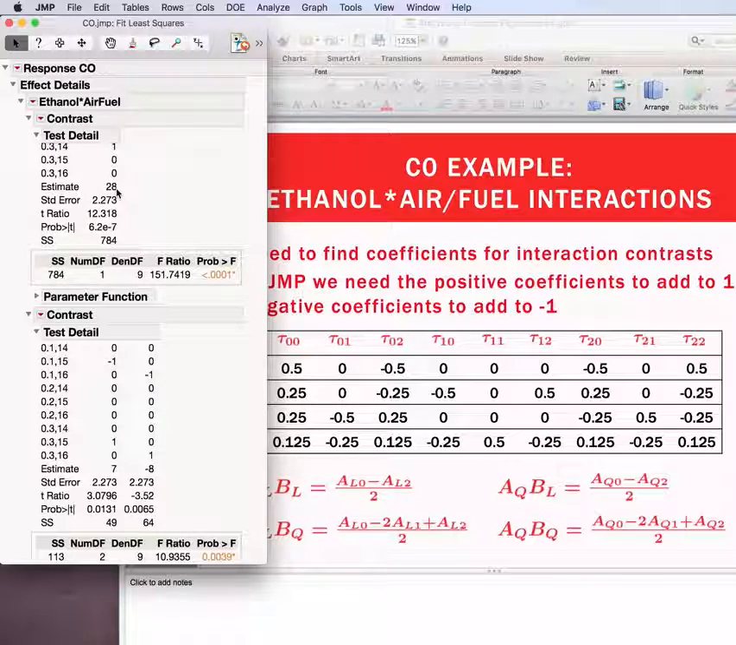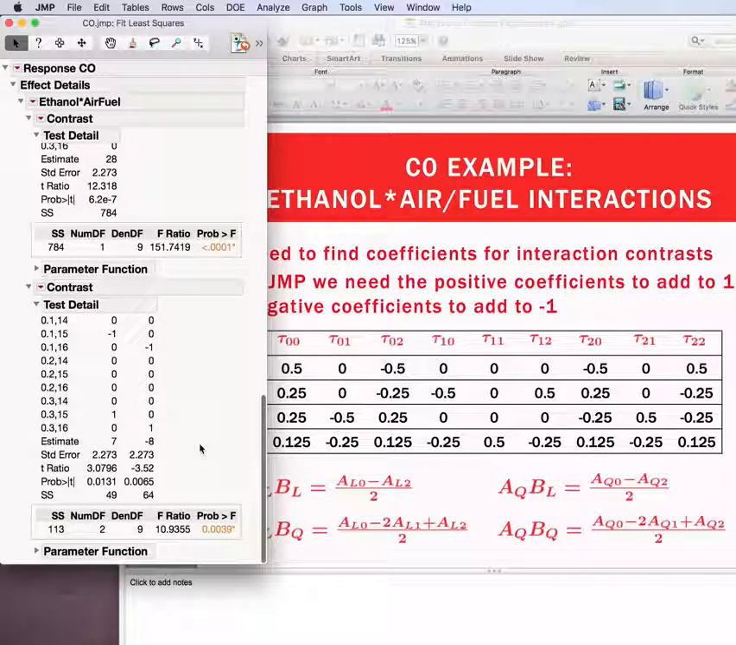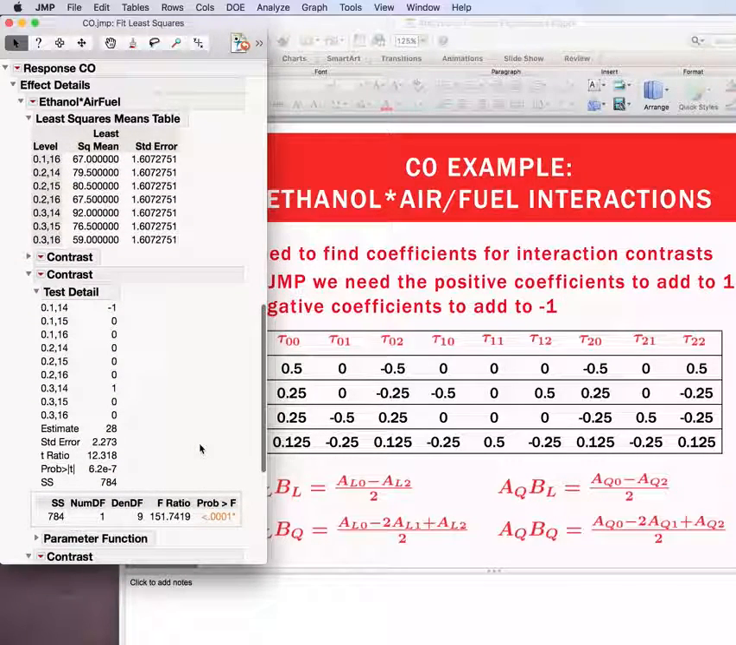And this is the whole reason why we have an A linear by B linear interaction. If there was no interaction, these estimates should all be roughly the same, but we can see that they are pretty different from each other. So that's how you do this in JMP. The contrasts aren't necessarily straightforward, but you'll see in the SAS video, it's much easier to construct customized contrasts in SAS than it is in JMP.